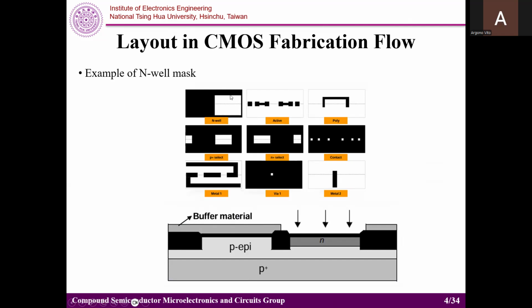The white color in here is an empty space. Since the nwell mask is to implant n-doping, the blank side in here will be implanted with some material, so it will have n-doping in the wafer in here. The purpose of the mask is to define some area so you can do something on it.